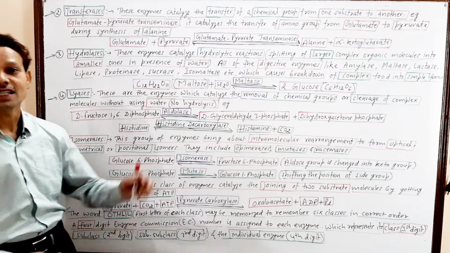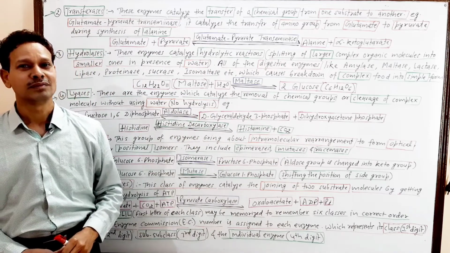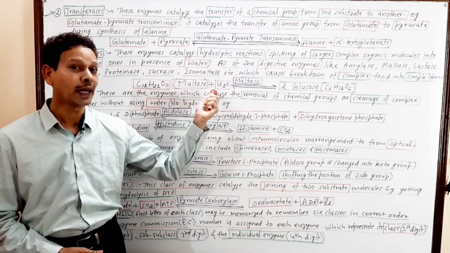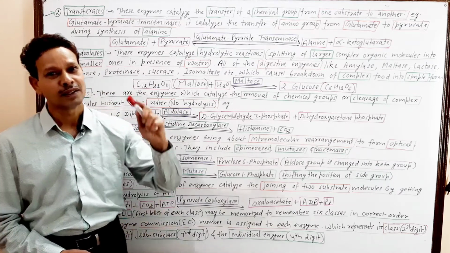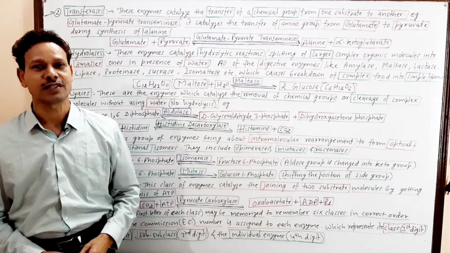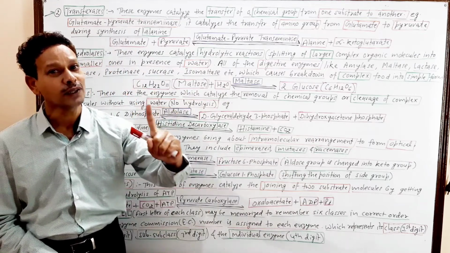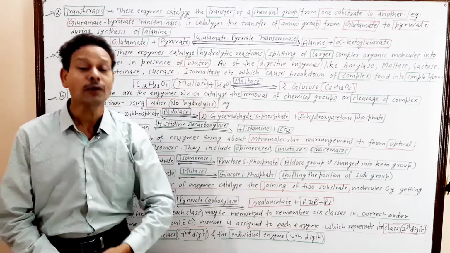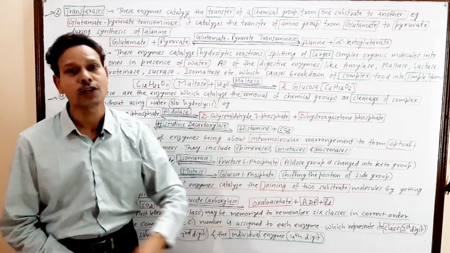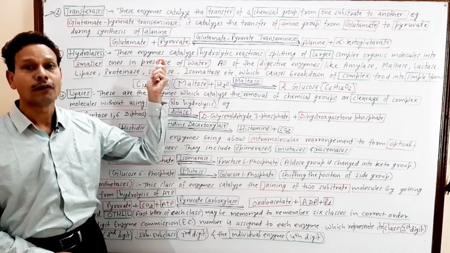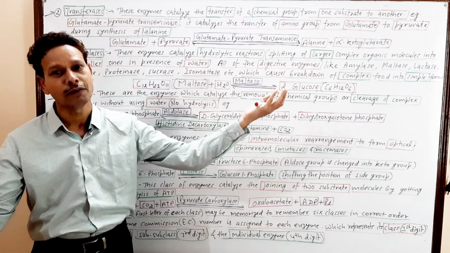Next class is lyase. Lysis means breakdown. In case of hydrolase, water is required. But lyase is a group of enzymes that catalyze reactions in which complex larger units are converted into simple forms but without involvement of water. In case of hydrolase, water is required, meaning the enzyme acts in presence of water. Addition of water is necessary for hydrolase, but lyase works without involvement of water.